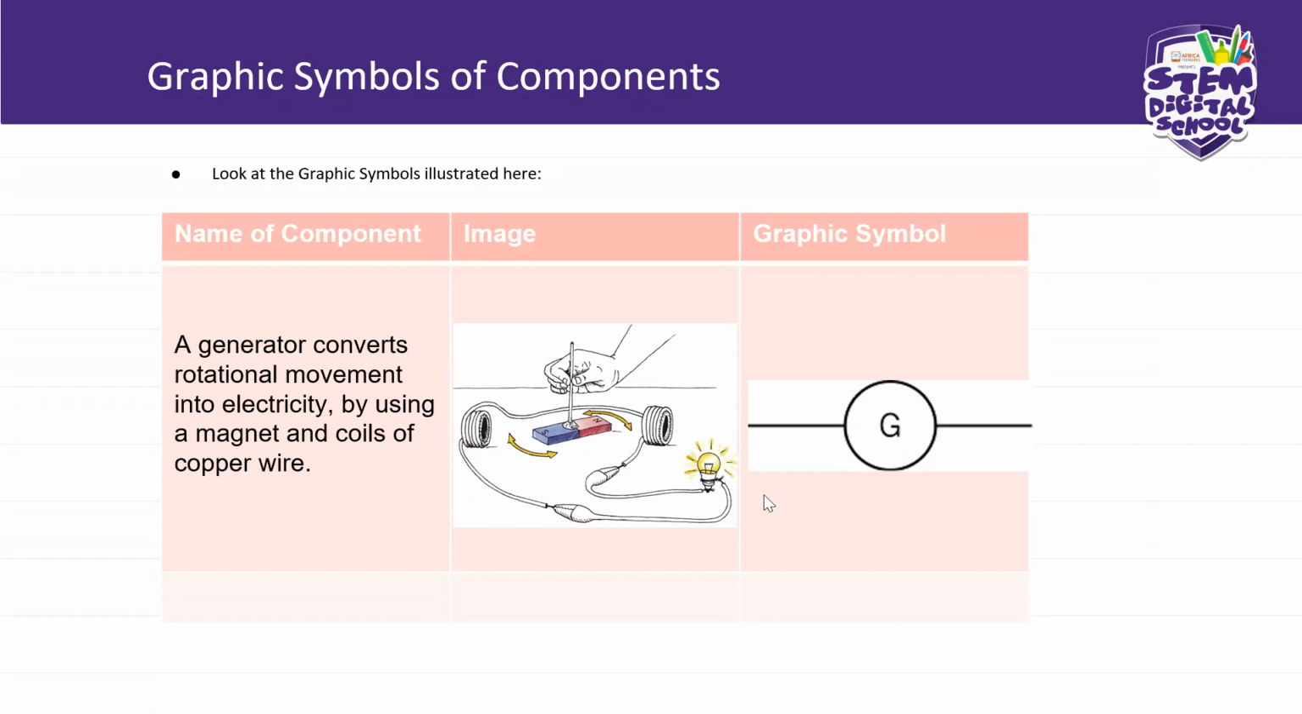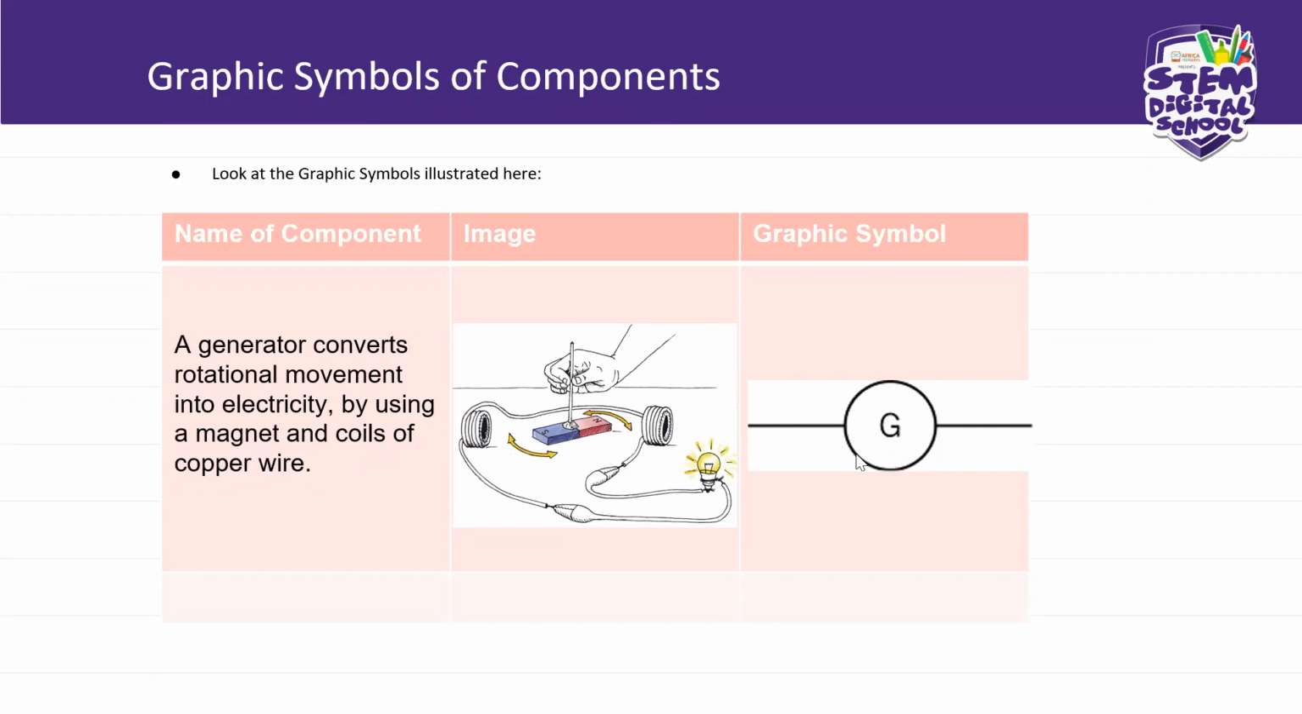This is a generator. Why did we put a magnet here? We put a magnet here so that you can understand that inside a motor, you have a conductor wound on a soft core, okay? Because it is wound on a soft core, it has a magnet inside. So motors and generators are made from the principle of magnetism. You learned magnetism in grade 7. So a generator converts rotational movement into electricity by using a magnet and coils of copper wire inside. So that is a generator.